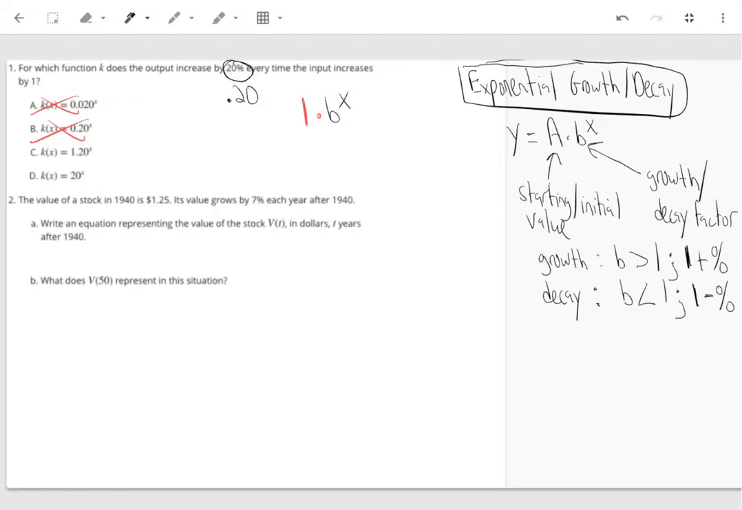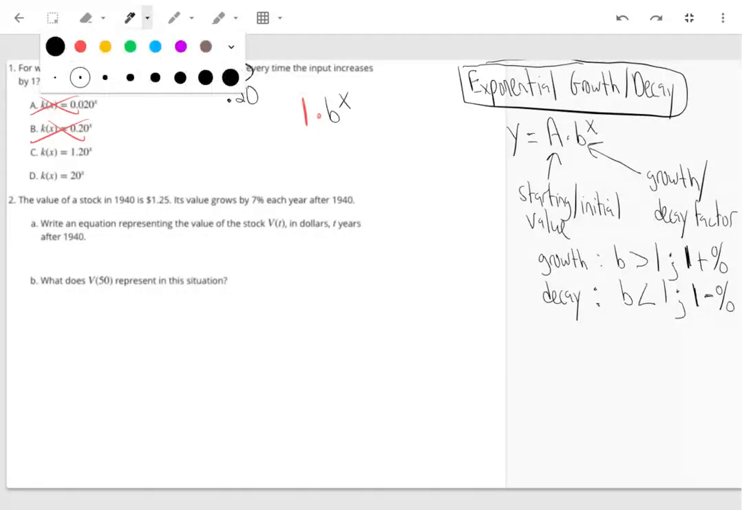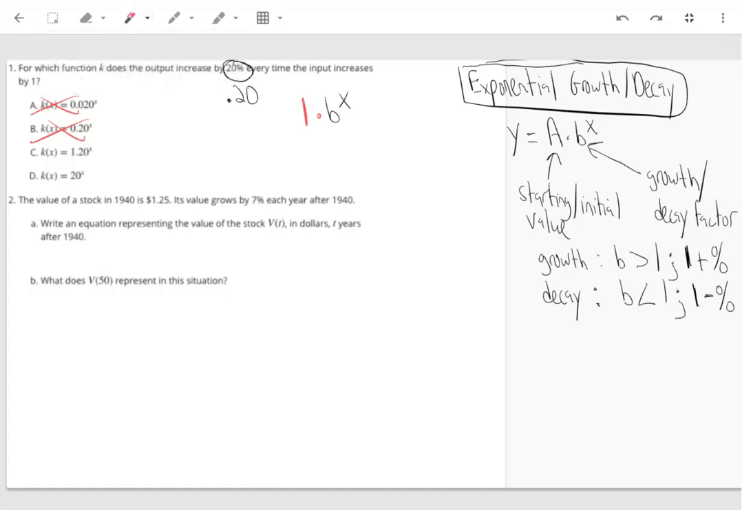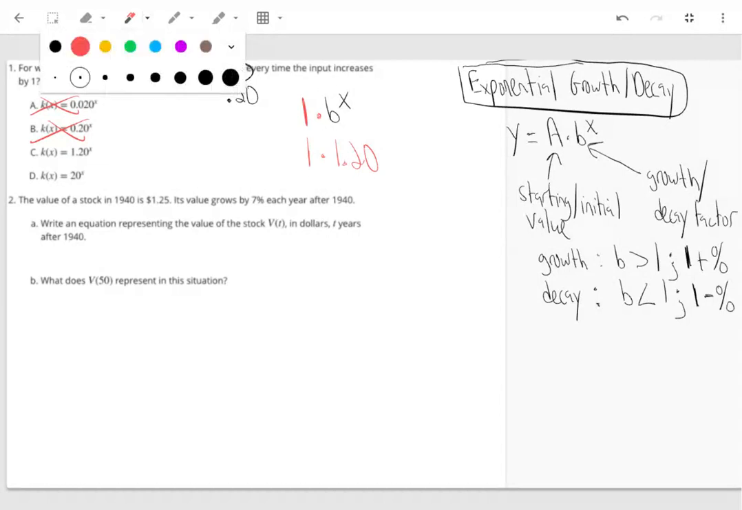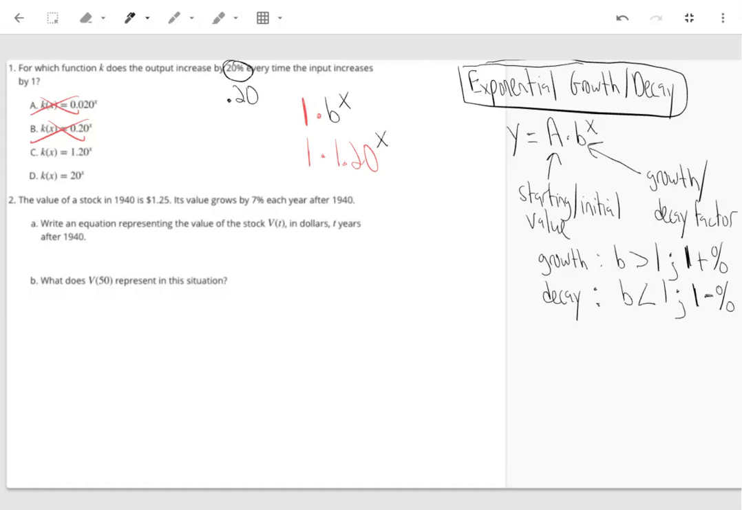So in this case, we are increasing by 20%, which means my growth factor is going to be 1 plus 20%. So that's going to be 1 plus 0.20. 1 plus 0.20 is 1.20. So my final answer here is going to be 1 times 1.20 to the power of x. And which one is closest to that? Well, 1 times anything is itself. So the answer in this case has got to be C.